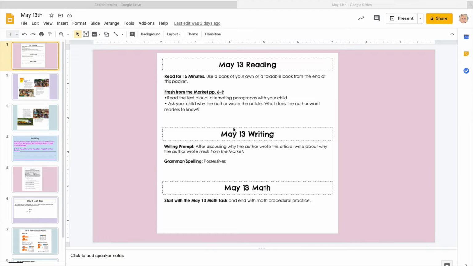Okay, and then we're going to be moving on to some writing where you're going to answer a writing prompt. So after discussing why the author wrote this article, write about why the author wrote Fresh from the Market. We're going to have a little bit of grammar and spelling where we're going to go over possessives. And then finally, we're going to have some math, a math task and then a little bit of procedural practice continuing on with that 3-digit addition with regrouping. So let's go ahead and get started.